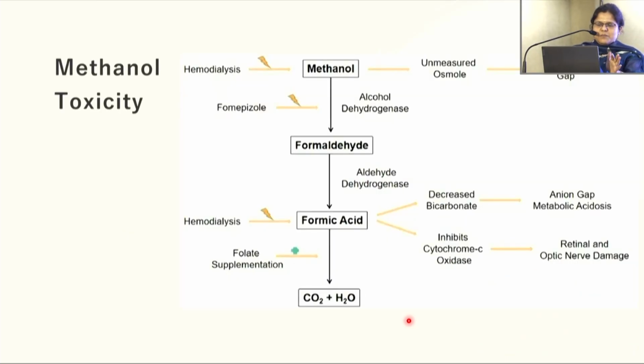So this is to sum up. Fomepizole as well as ethanol acts at the level of alcohol dehydrogenase to prevent the formation of further toxic metabolites. Folate supplementation acts in the conversion of formic acid to carbon dioxide and water, and hemodialysis acts in the elimination of both the parent alcohol, that is methanol, as well as its metabolite, that is formic acid, which is toxic.